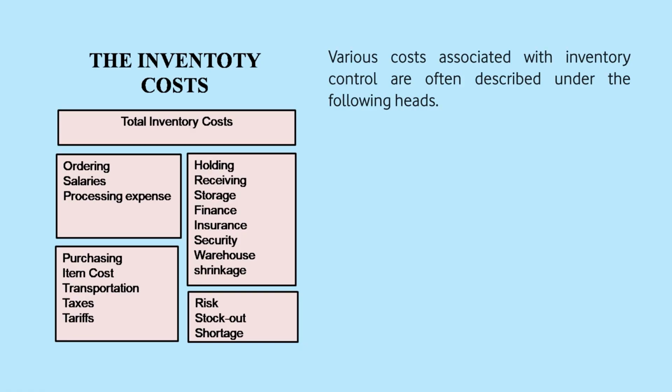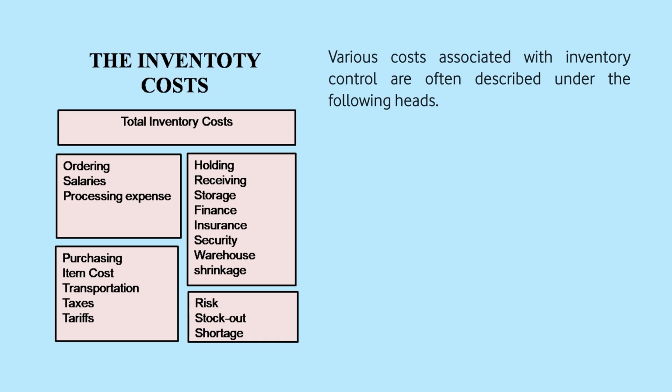So now, jumping directly to the cost, there are certain types of cost which we can control, and optimal use of working capital should be there. So what is the total inventory cost? First, the ordering cost: ordering salaries and processing expense. Then, for purchasing the item, the purchase cost, transportation cost, taxes, tariffs, freight and so on.